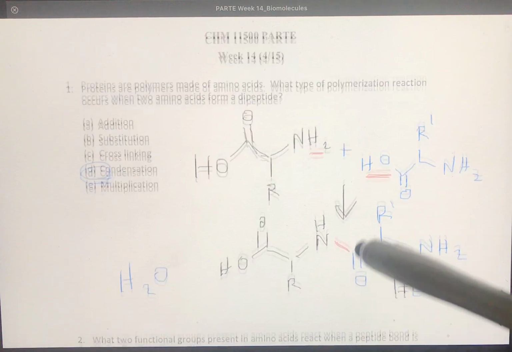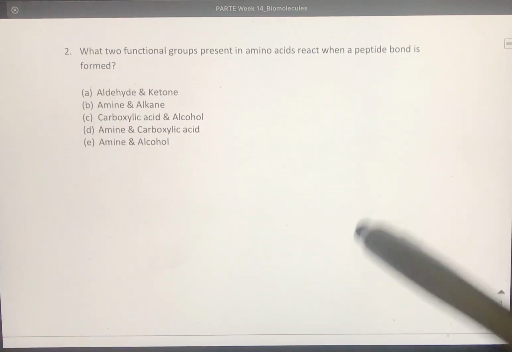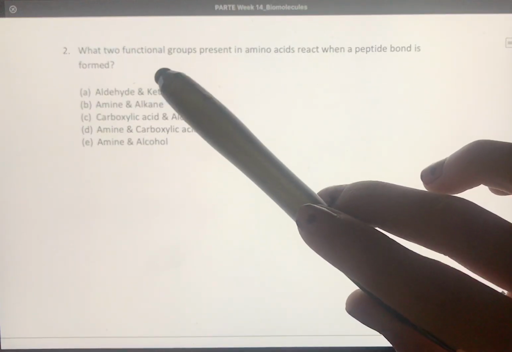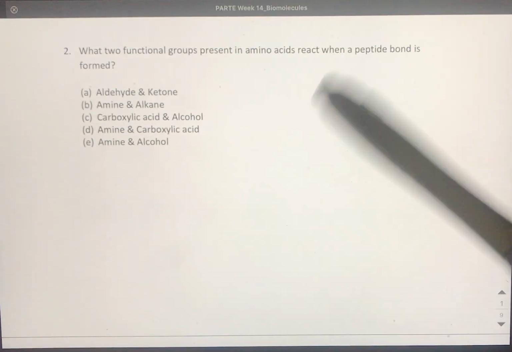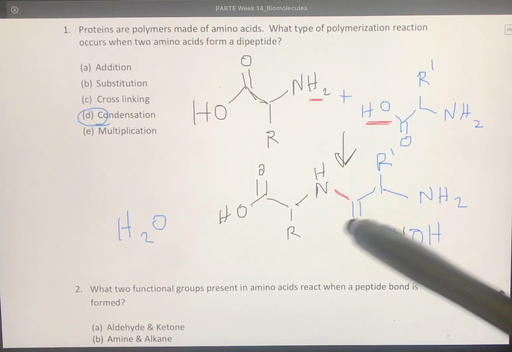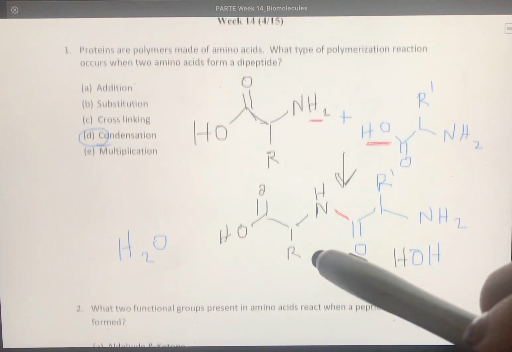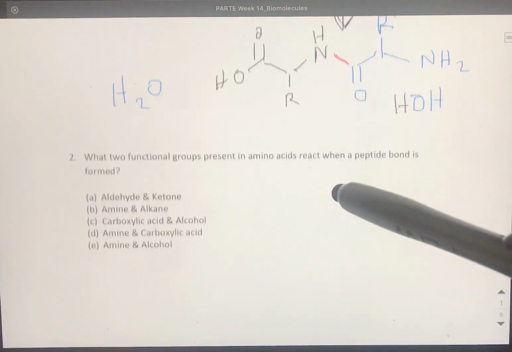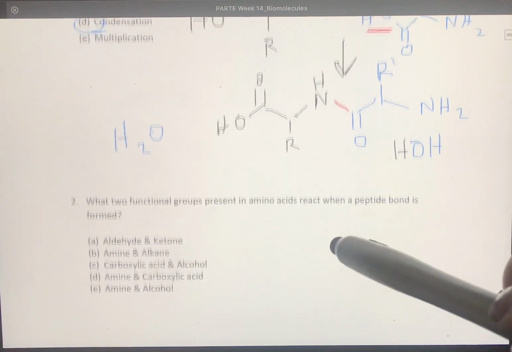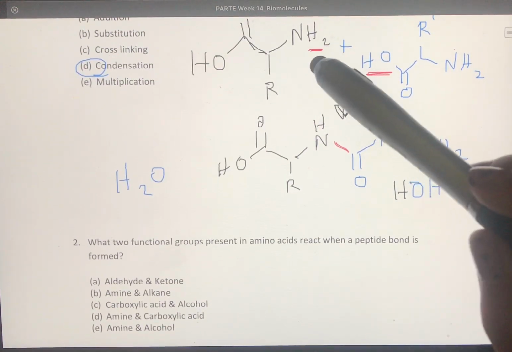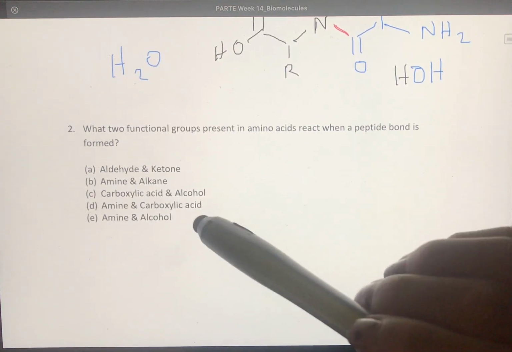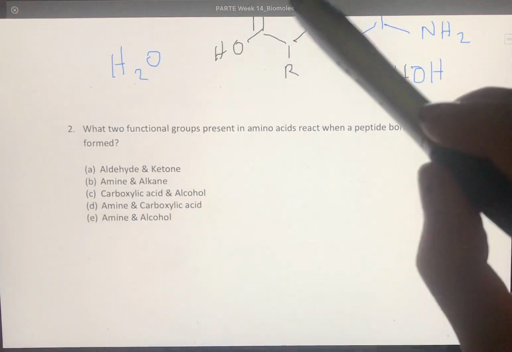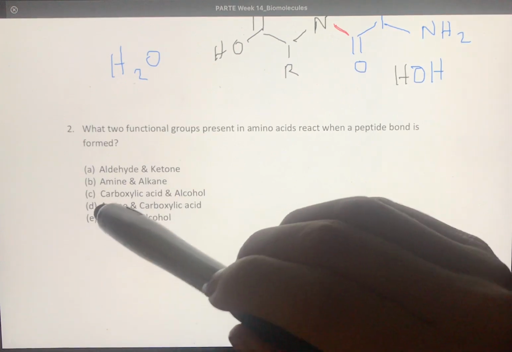So our next one relates pretty closely. What two functional groups present in amino acids react when a peptide bond is formed? So this is our peptide bond. And the two groups that reacted were the amine and the carboxylic acid. So our answer here is also going to be D.